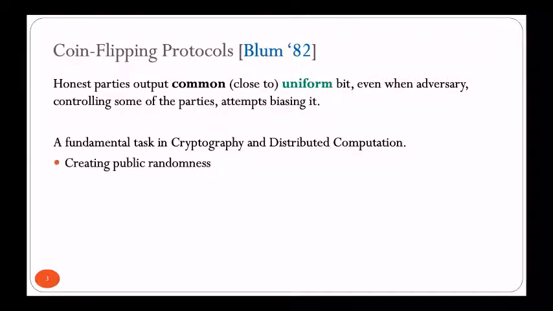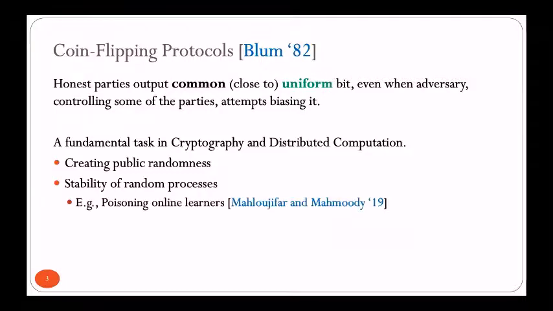At its core, coin flipping protocols are used to create a public randomness source from many different private randomness sources. But actually, there's much more into it. So lower bounds on coin flipping protocols induce limitations on the stability of random processes in general. Later on, we're going to see how lower bounds on coin flipping protocols induce poisoning attacks on online learners. And this was first introduced by Mahmoody and Mahloujifar in '19.